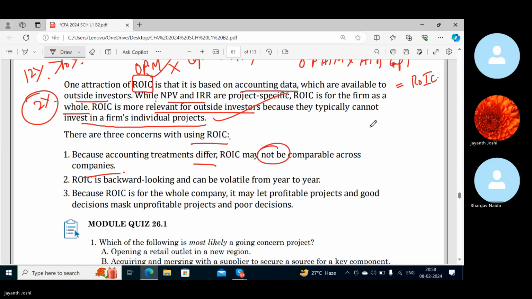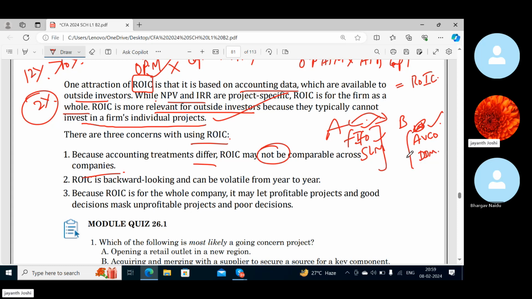For example, company A and company B. Company A is using the FIFO method for valuing their inventory and the straight line method for depreciating their assets. Company B is using the weighted average method, that is AVCO, for valuing their inventory, and they are using the diminishing balance method for depreciating their assets. It is not easy for these two to get compared because they are giving different accounting treatments. So it is not that comparable. These two businesses are not exactly comparable at times.